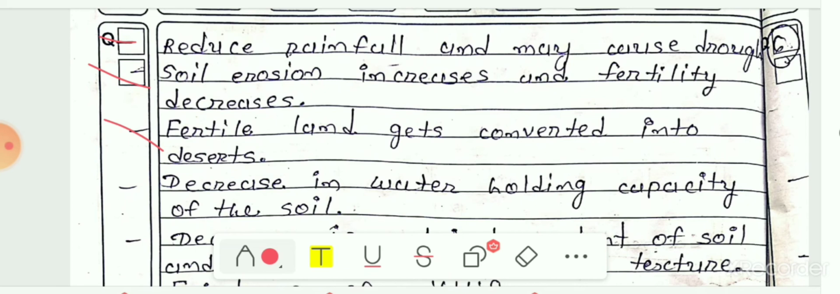Next is fertile land gets converted into deserts. As the fertility decreases, because of that the fertile land will convert into deserts.